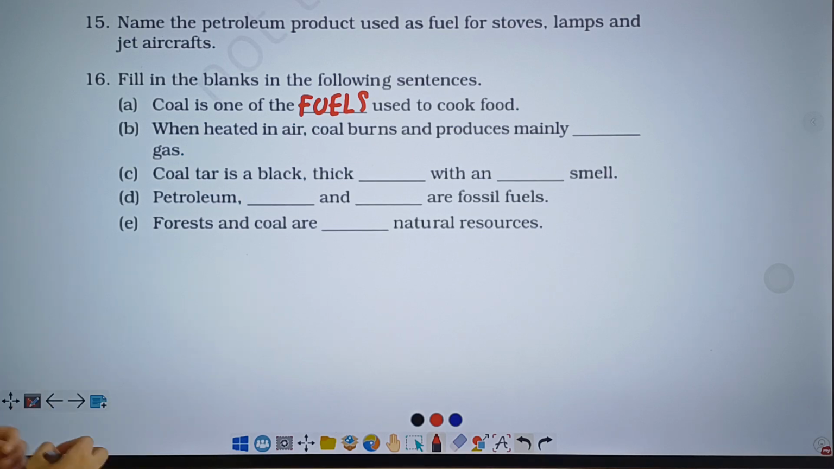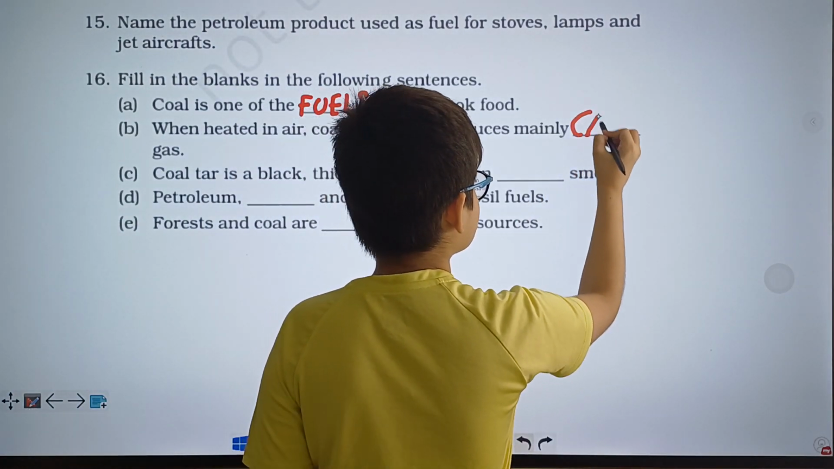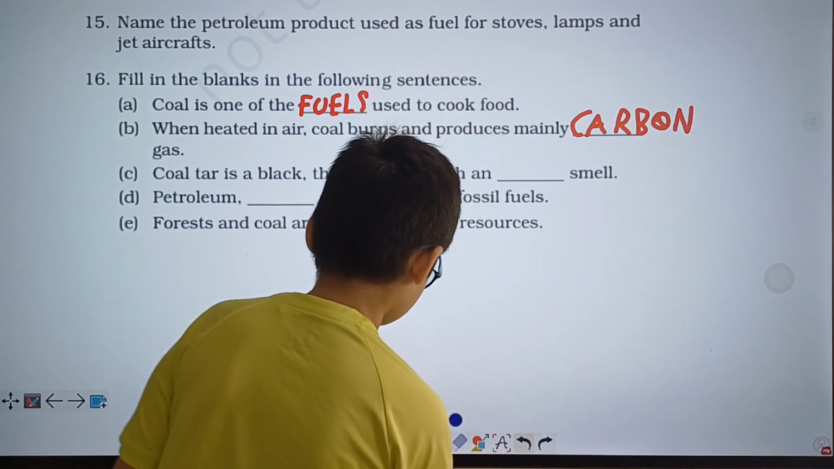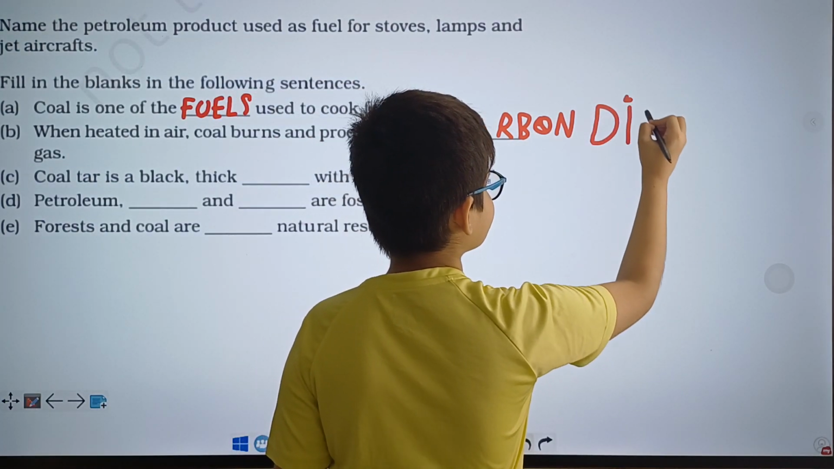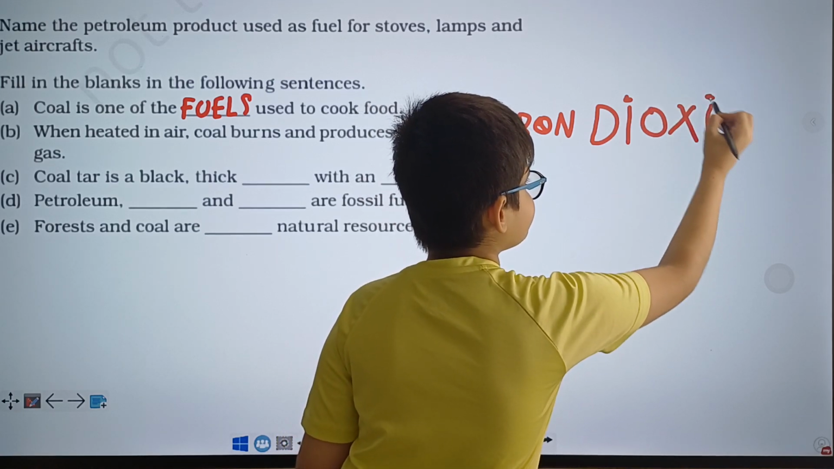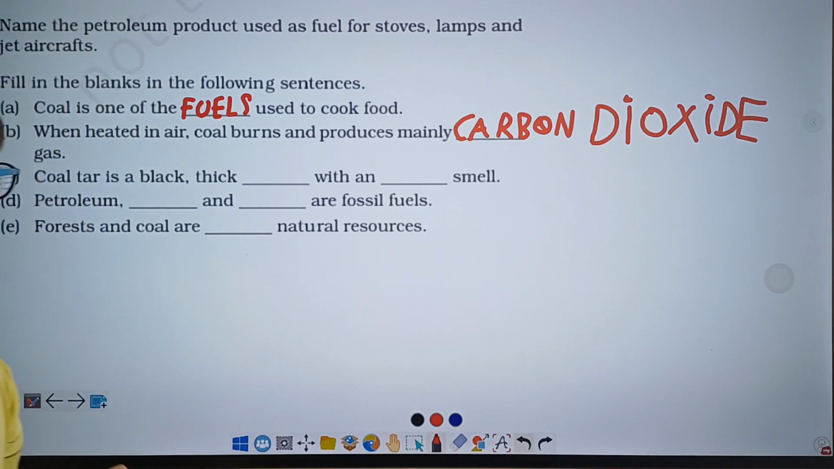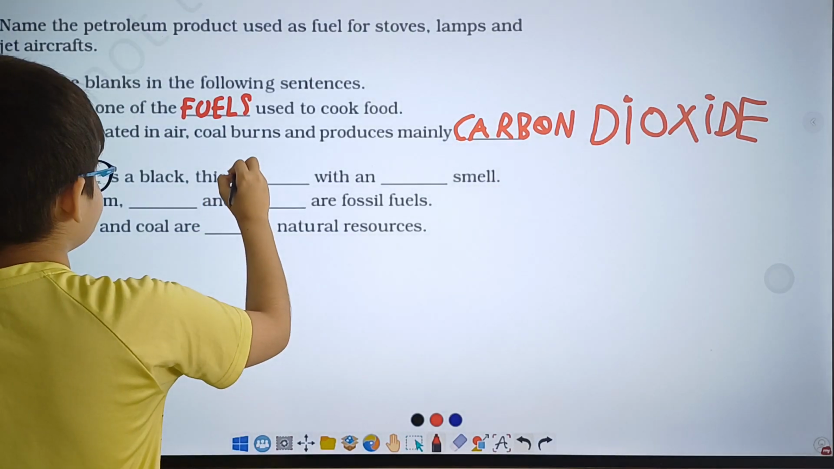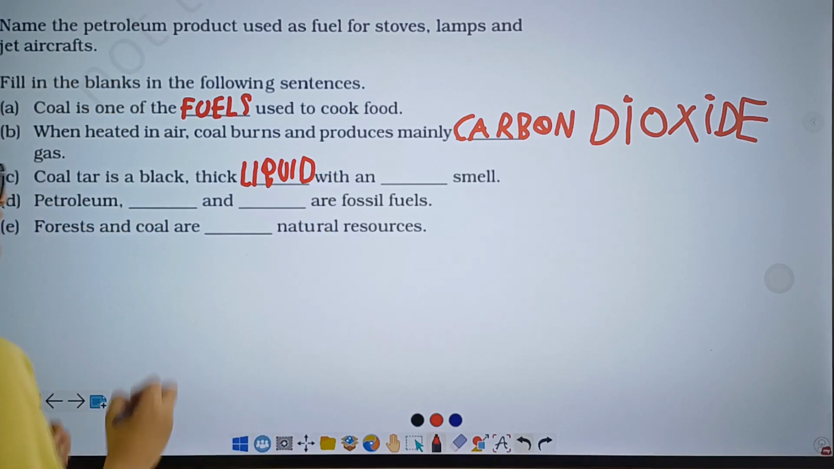Option B, part B of this question. When heated in air, coal burns and produces mainly carbon dioxide. Alright, part C of this question. Coal tar is a black, thick gas with an gas smell. The correct answer will be coal tar is a black, thick liquid with an unpleasant smell.